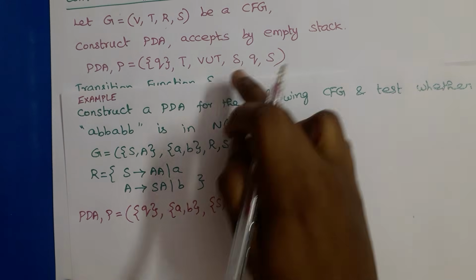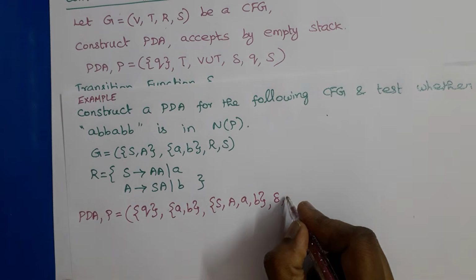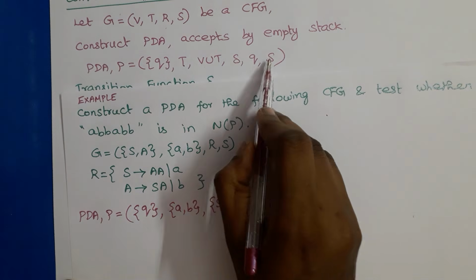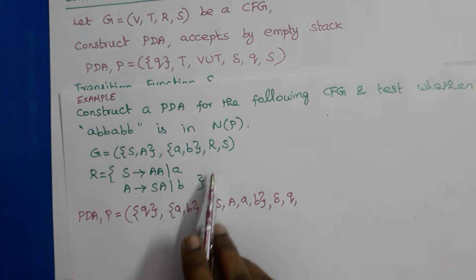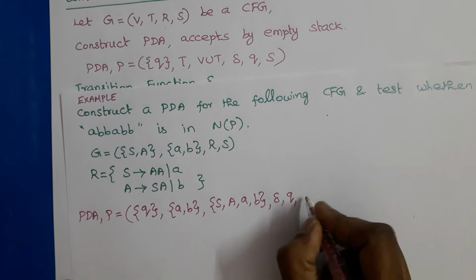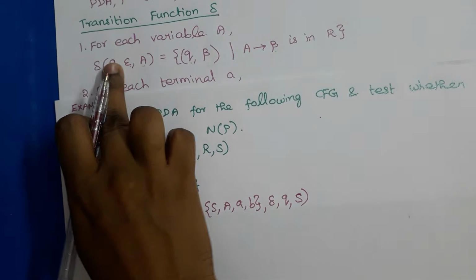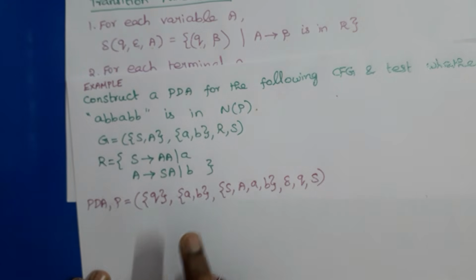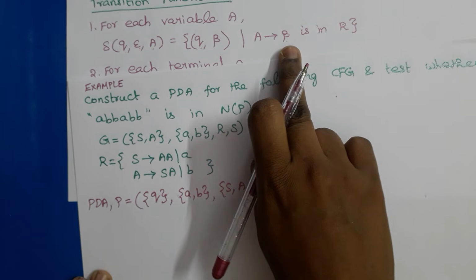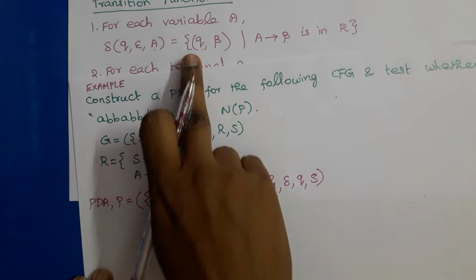Then delta is a transition function, then q is the start state, and S, the start symbol of the grammar, is the starting symbol of the stack. Then for writing the transition function, we have to follow this rule. For each non-terminal symbol, we need to follow this: if A → beta is a production, we have to write this. Here S has two productions.